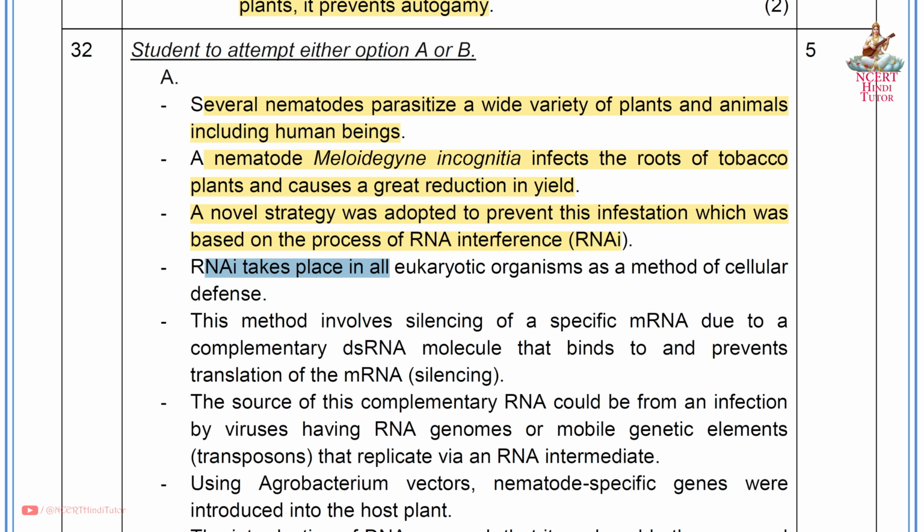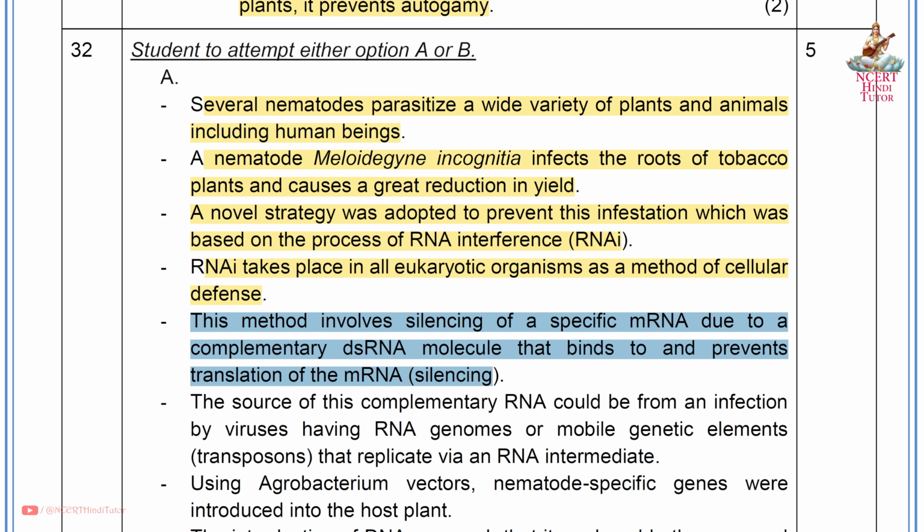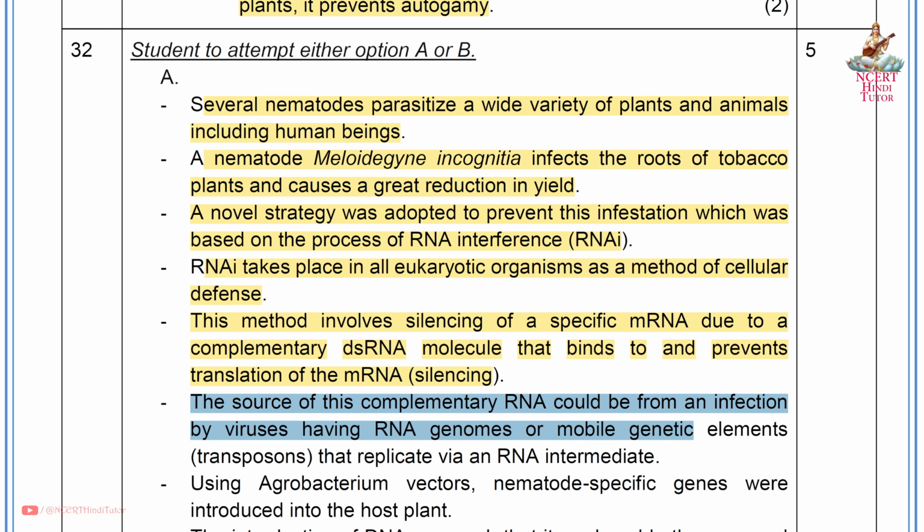RNAi takes place in all eukaryotic organisms as a method of cellular defense. This method involves silencing of a specific mRNA due to a complementary dsRNA molecule that binds to and prevents translation of the mRNA, that is, silencing. The source of this complementary RNA could be from an infection by viruses having RNA genomes or mobile genetic elements, that is, transposons, that replicate via an RNA intermediate.